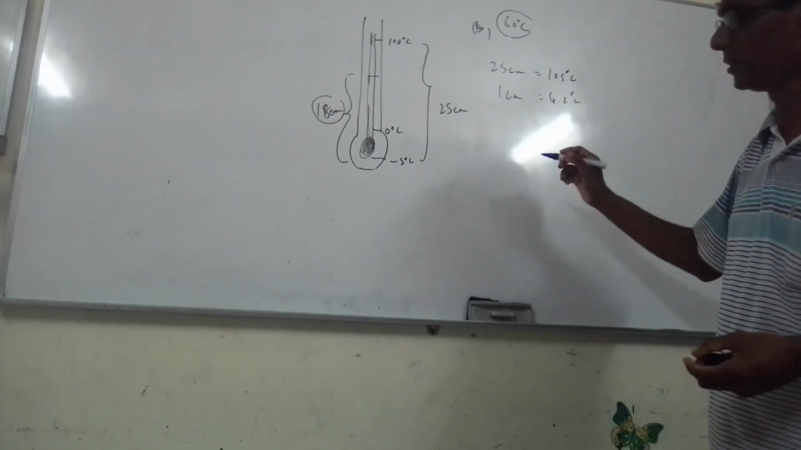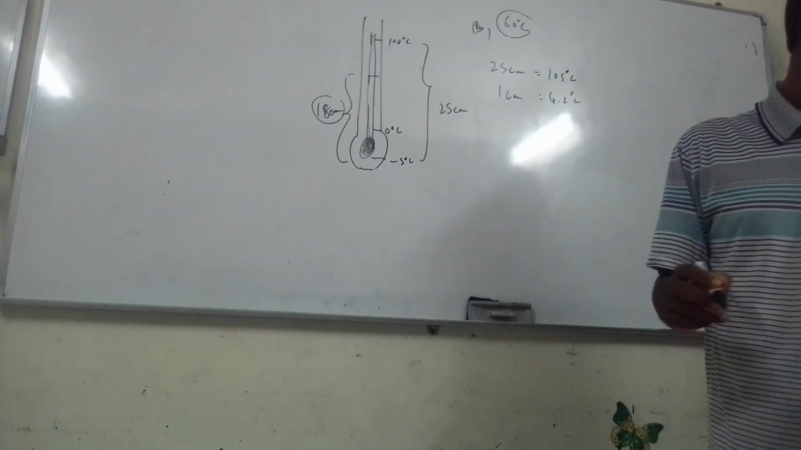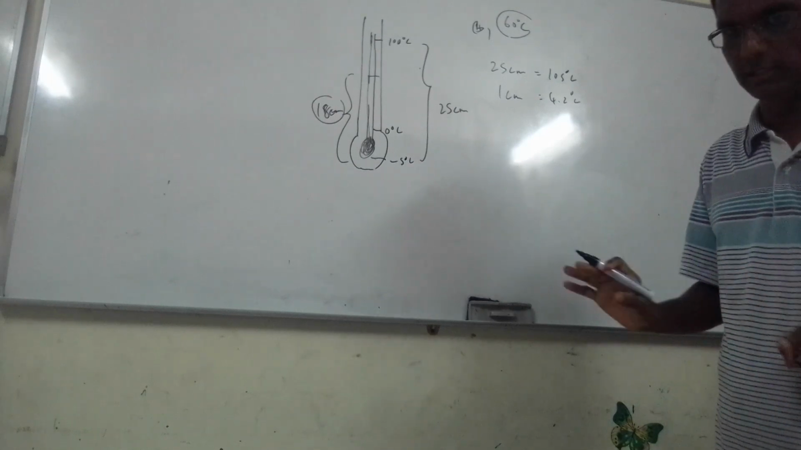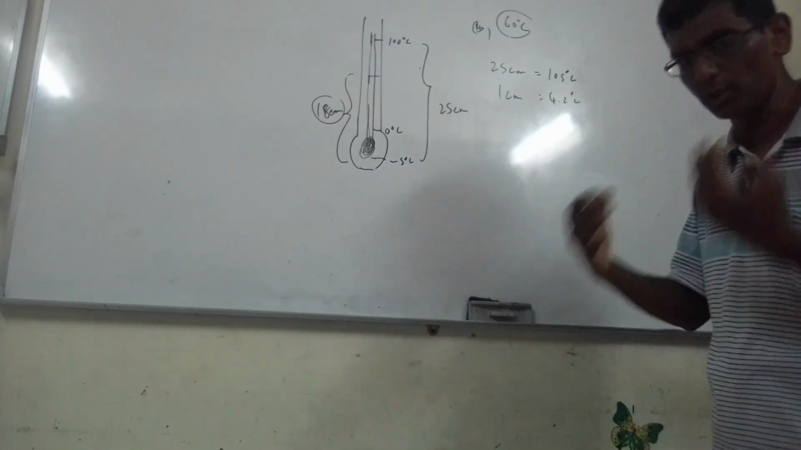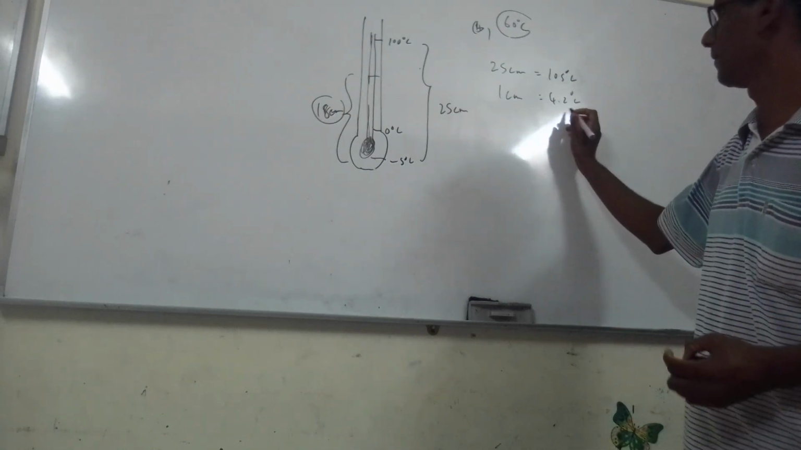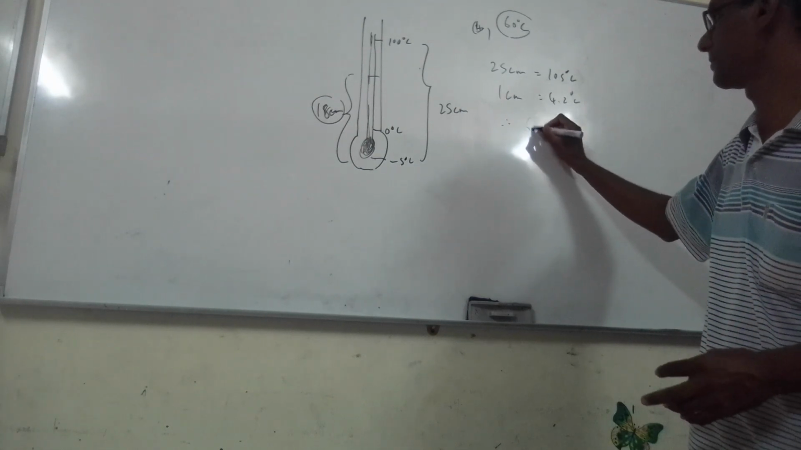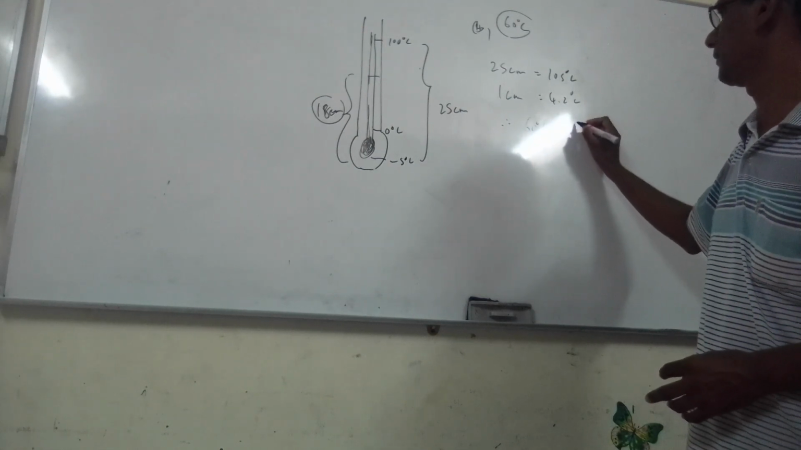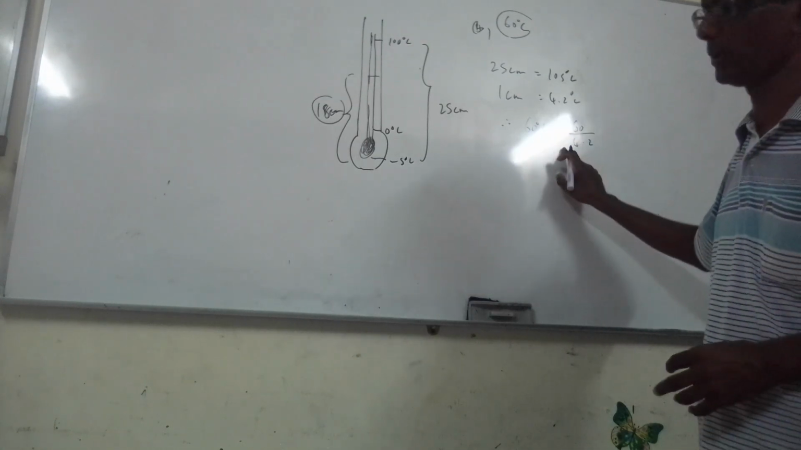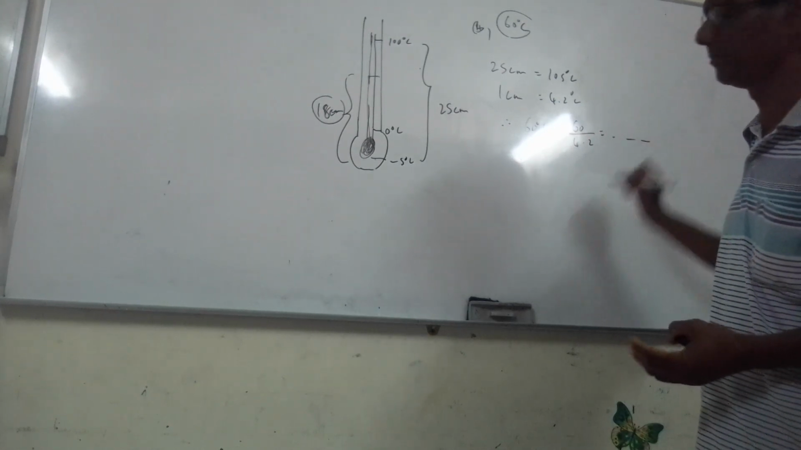But I will tell you how to do it. You have to practice it. So for the 60 degrees Celsius marker, it's 60 divided by 4.2 per cm. So this equals how many cm?